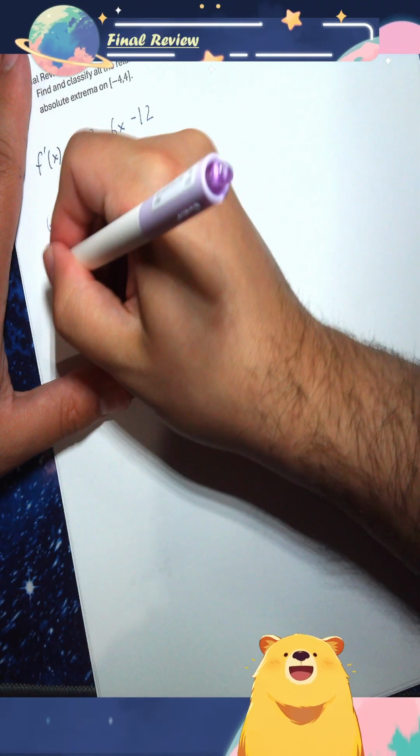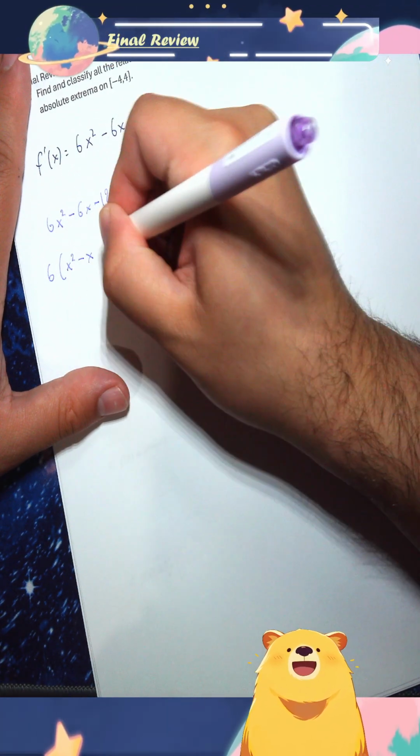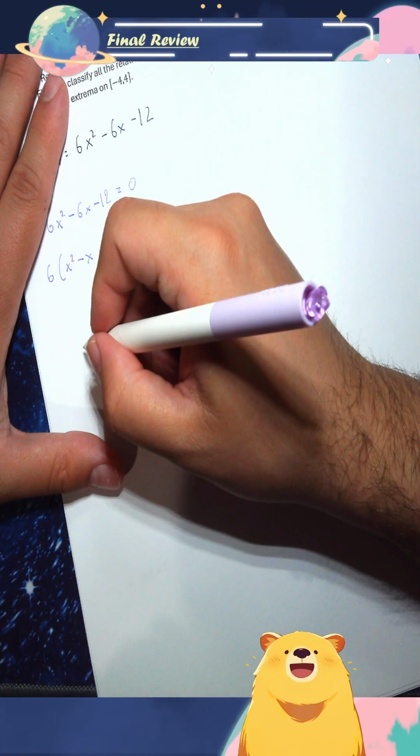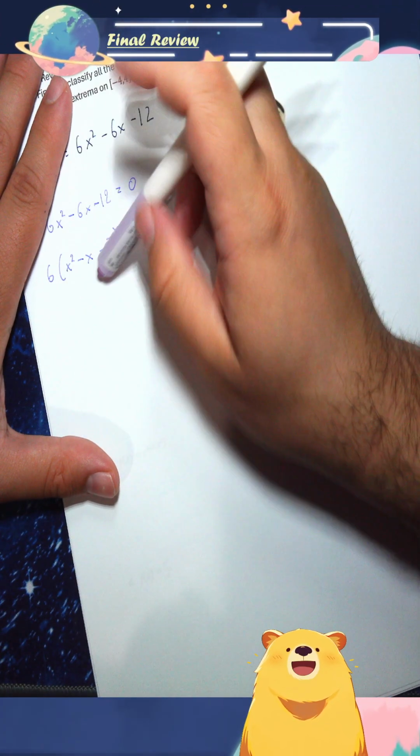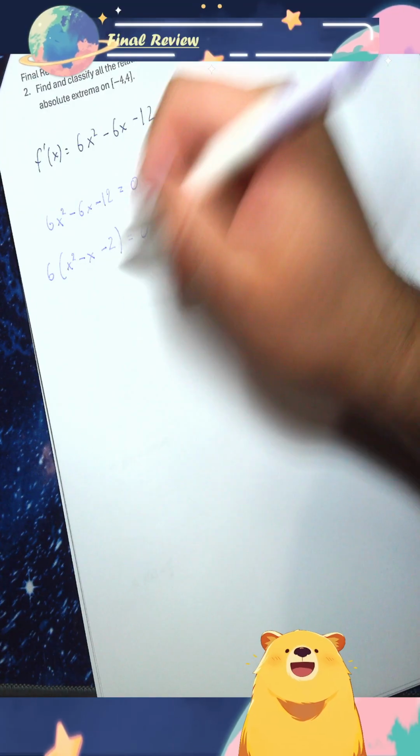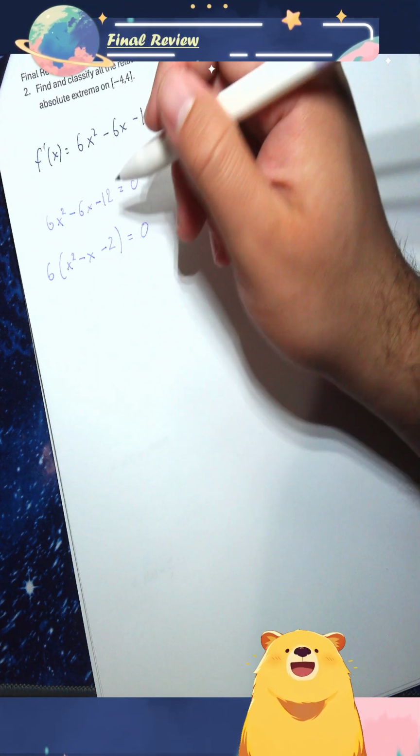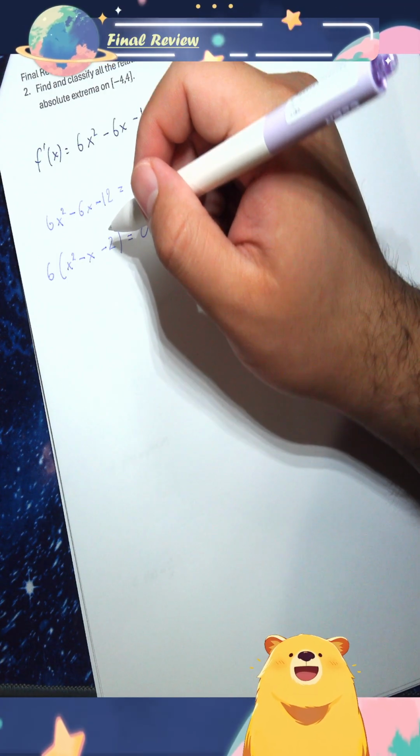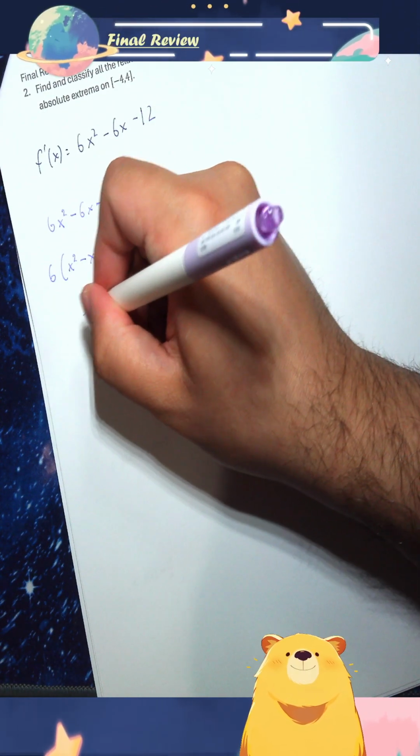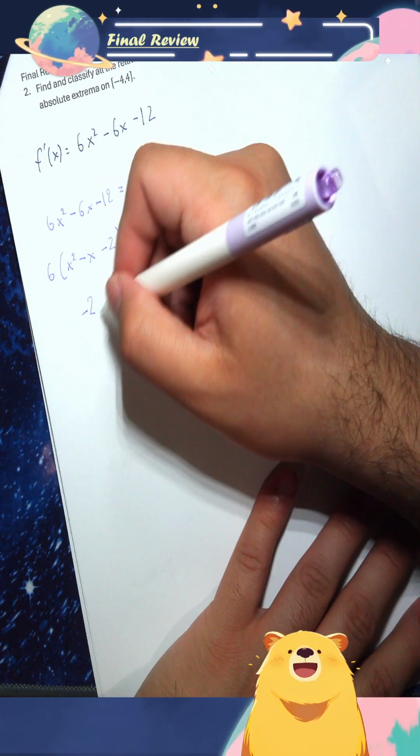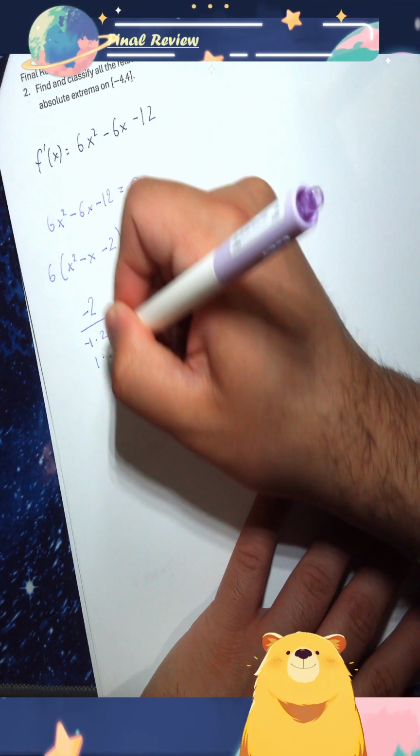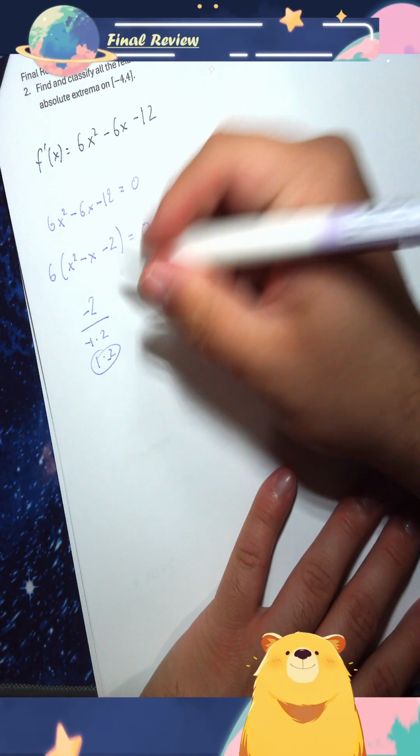I want to factor out the 6's. So x squared minus x minus 2 is equal to 0. We can quickly solve this using the AC method, I'd rather just do that. So what is it? Negative 2 times 1, so negative 2. And then what factors of negative 2 add up to negative 1? We have 1 times 2, negative, negative. It's going to be this guy.